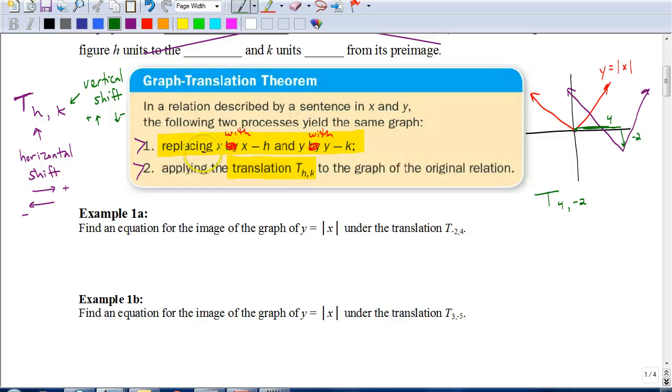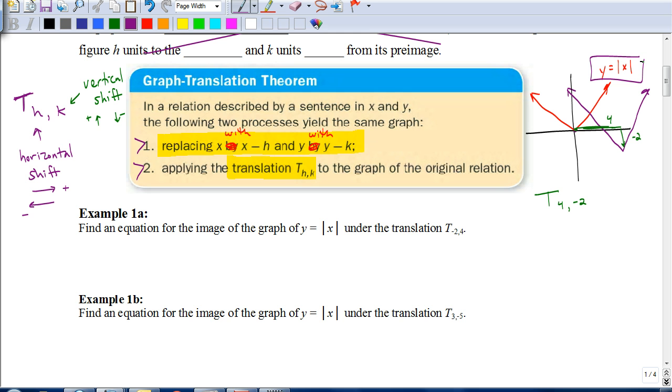Because what we're going to do here is replace x with x minus h, and replace y with y minus k. And the h and the k that we're referring to are from this translation here, the h and the k. So the equation for this purple line, if I needed to come up with a new equation here, is going to be based on the parent function, remember.